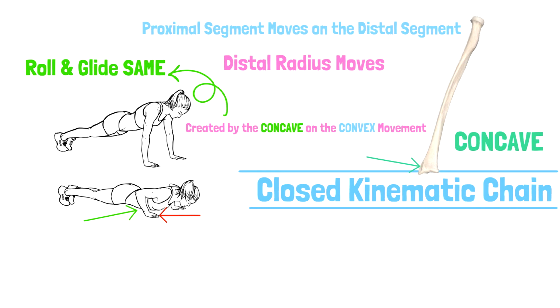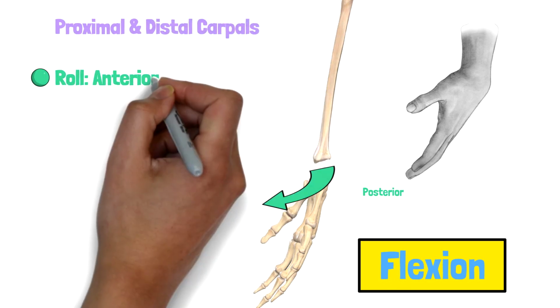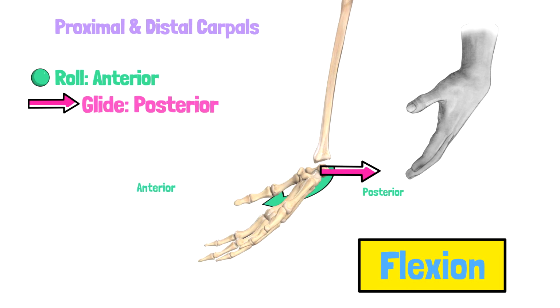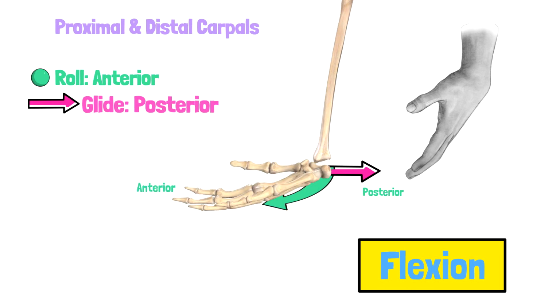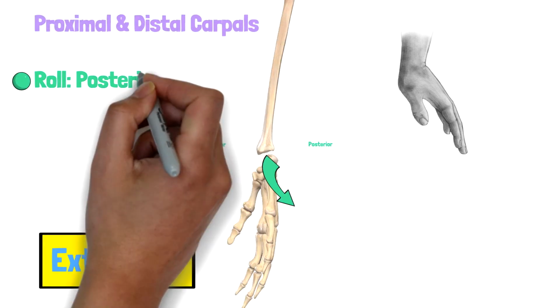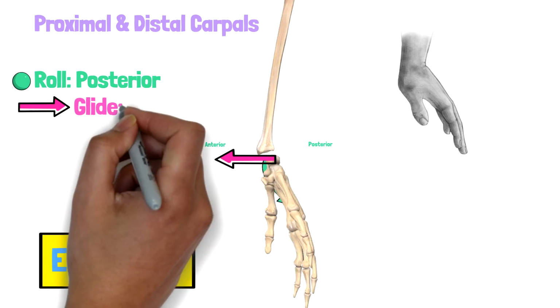Let's examine the open kinematic chain flexion. Here we observe the convex proximal row of carpals and distal row of carpals roll anterior and glide posterior. With extension, we observe the convex proximal and distal rows of carpals roll posterior and glide anterior.